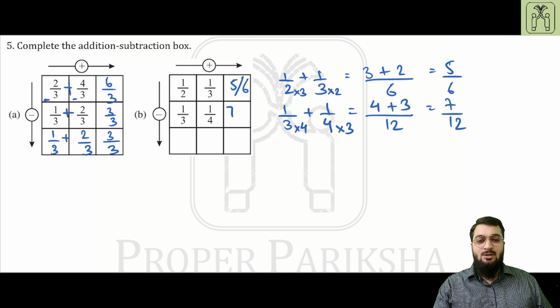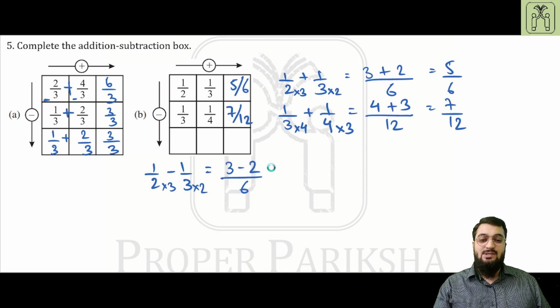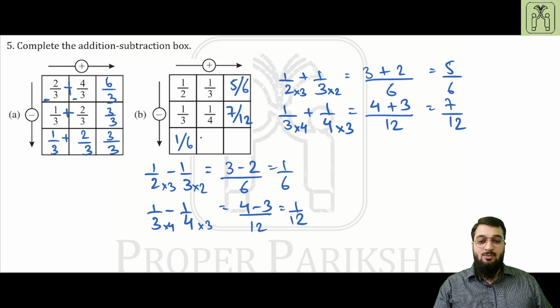Now coming to the row wise part, 1 upon 2 minus 1 upon 3. Again the denominator will be made common, so this will be into 3, this will be made into 2, and that will be 3 minus 2 upon 6, and that is 1 upon 6. So this will be 1 upon 6. Another one, 1 upon 3 minus 1 upon 4, the LCM is 12. This will be into 4, this will be into 3, and this will give us the answer 4 minus 3 upon 12, that is 1 upon 12, and this will be over here.